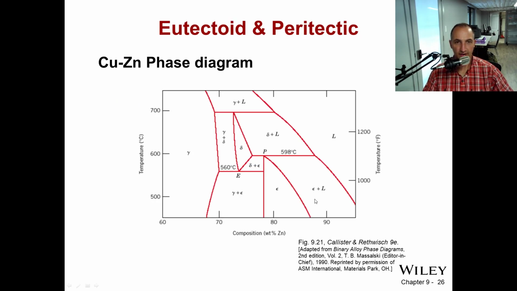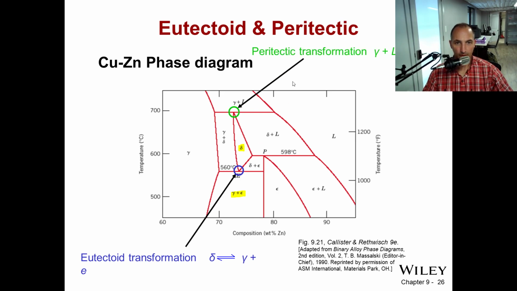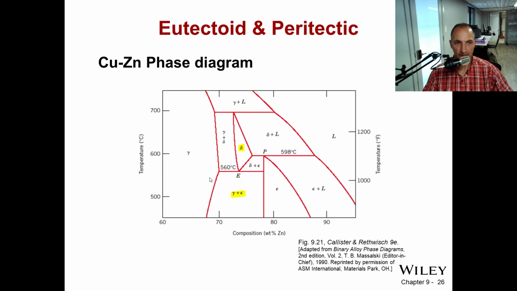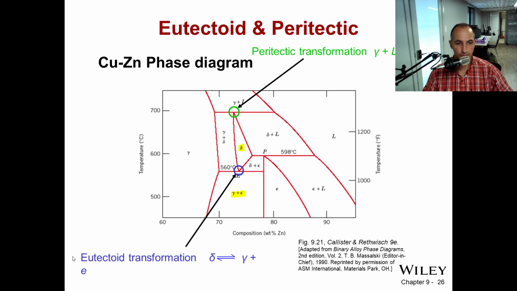Here's the copper-zinc phase diagram, and I'm going to point out a eutectoid transformation here. The delta phase here, cooling down through here to a gamma plus epsilon phase. So that's a eutectoid, one solid going to two other solids. A peritectic transformation is up here. Sorry, peritectoid is up here, and here we have a solid plus a liquid going to a single solid, going down here to the delta. So that's a peritectic transformation.